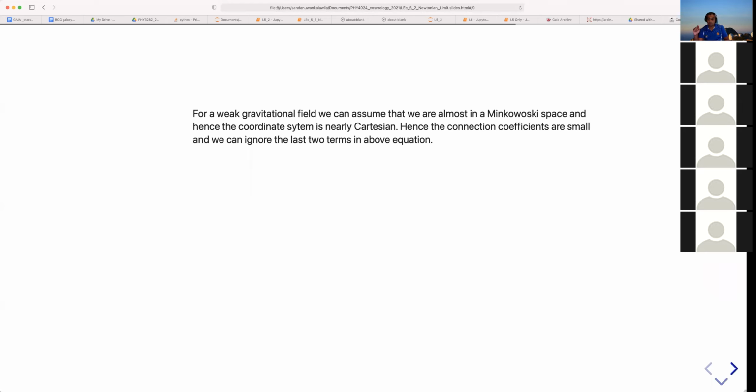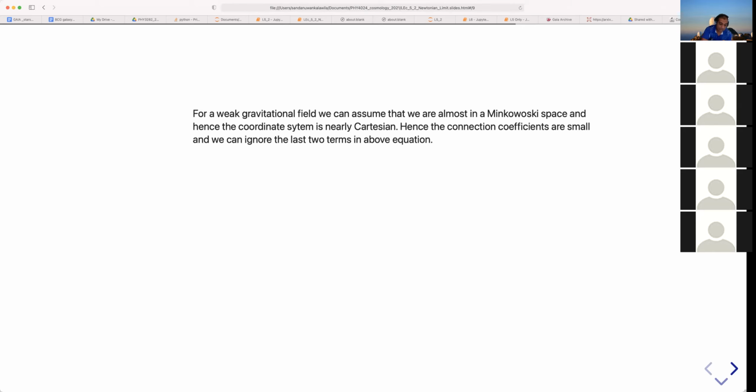If we are in a weak gravitational field, instead of having this metric tensor g_{μν}, which we have written here as η_{μν} plus h_{μν}, because of the weak gravitational field, this h_{μν} is very small compared to the Minkowski metric. Because of that, we can assume that we are almost in the Minkowski space.